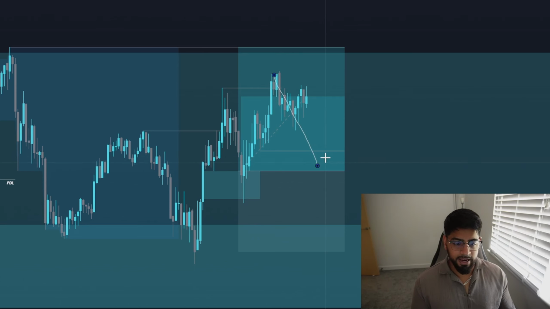Now if we go ahead and take out this low, then to me that's invalidating the bullish trend, and then we should continue lower from there. So I've gone break even, I've taken my risk off the table, and our take profit is right there at the high of the Asia session range.